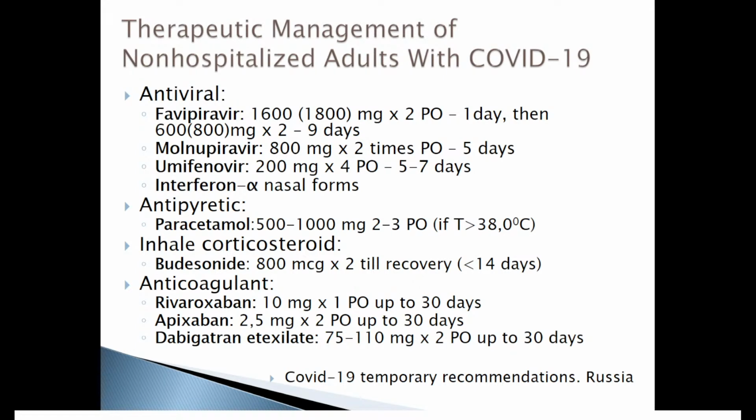But if the disease lasts longer and progresses, it means that the main problem is immune conflict. You have to recommend drugs which decrease hyperimmunity. First of all, inhaled corticosteroids. And this patient has a high risk of hypercoagulation, so anticoagulants may be effective.